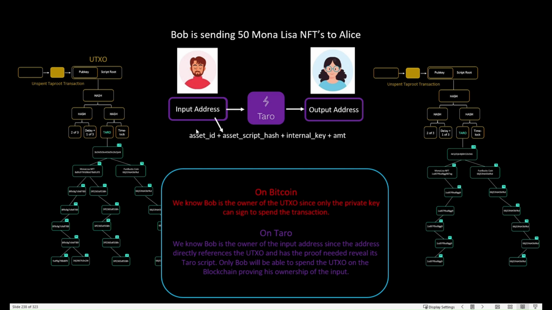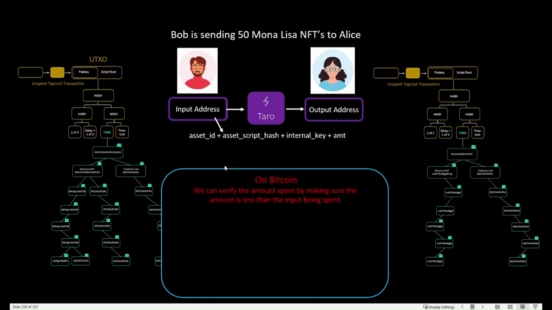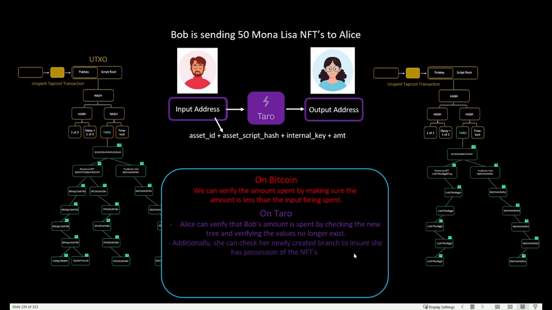And again, this address just has a whole bunch of data that then points to where the Genesis block is on the blockchain, and what the data is that we're looking for. We can verify the amount spent by making sure the amount is less than the input being spent. Alice can verify that Bob's amount is sent by checking the new tree and verifying the values no longer exist.